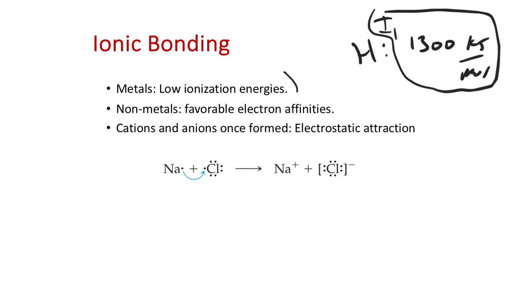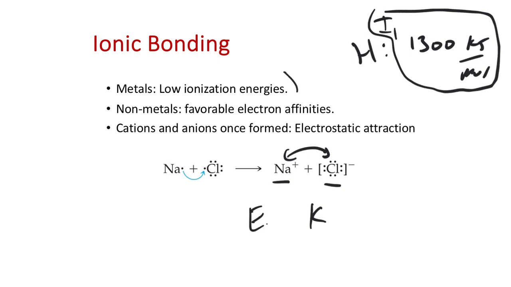So metals, low ionization energies, the nonmetals like chlorine, fluorine, etc., have favorable electron affinities. So these are going to be the case where it makes sense for sodium to lose an electron, go to sodium plus, chlorine to gain an electron, go to Cl minus, and then we're going to get the electrostatic attraction.